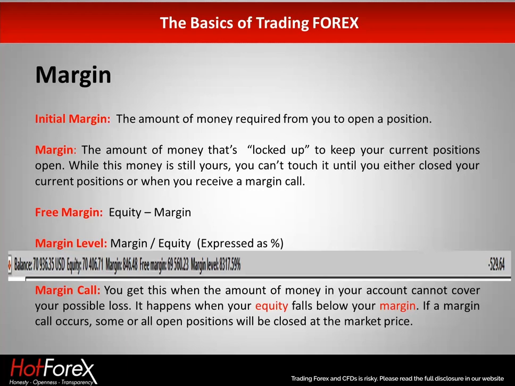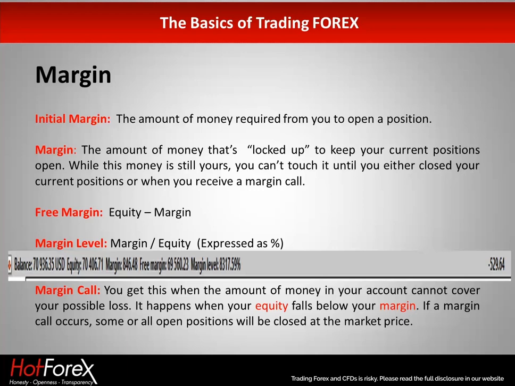So free margin is the difference between the equity and the margin that you've already got locked up. Okay, and the margin level is the margin, the amount you've got on margin, divided by the equity, and it's always expressed as a percentage.